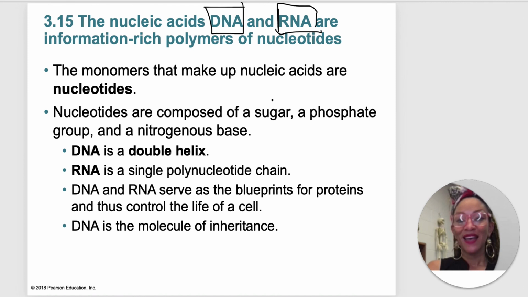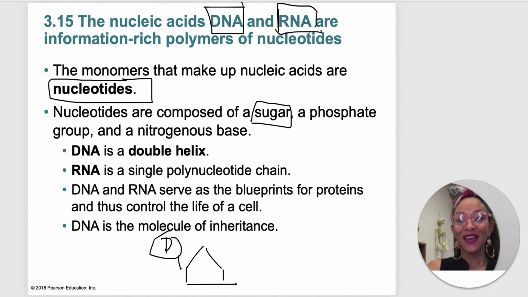The monomers that make up nucleic acids are known as nucleotides. So think of nucleic acids and nucleotides. Nucleotides are composed of a pentose sugar, something like this. So 1, 2, 3, 4, 5, because pent, that beginning part, means 5. So we have a 5 carbon sugar, a phosphate group, and I'll put a little P right here, and a nitrogenous base. It's going to be either A, T, G, or C, and those are the nitrogenous bases, okay?